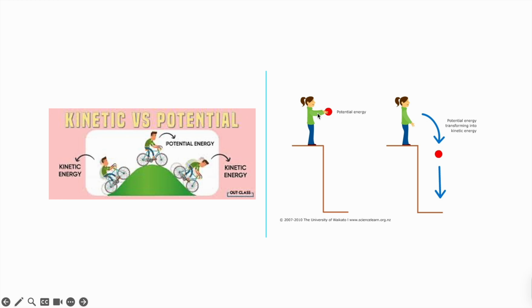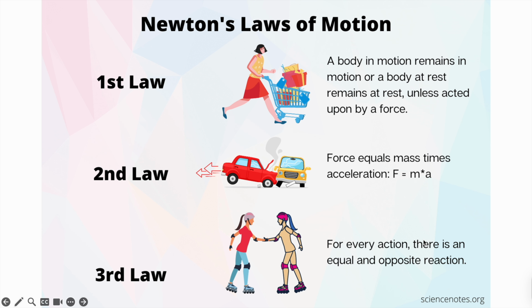Same concept here with this ball. At the top of this structure, this ball has a lot of potential energy. There's energy stored up so that once it's released, it moves by itself. This potential energy is turned into kinetic energy as the ball falls.